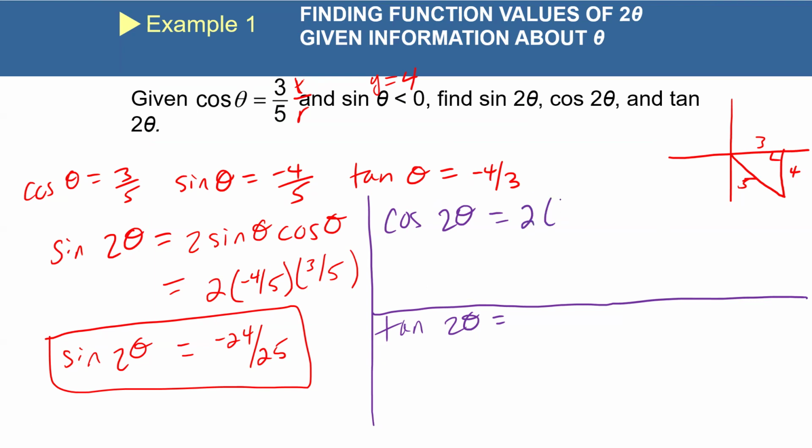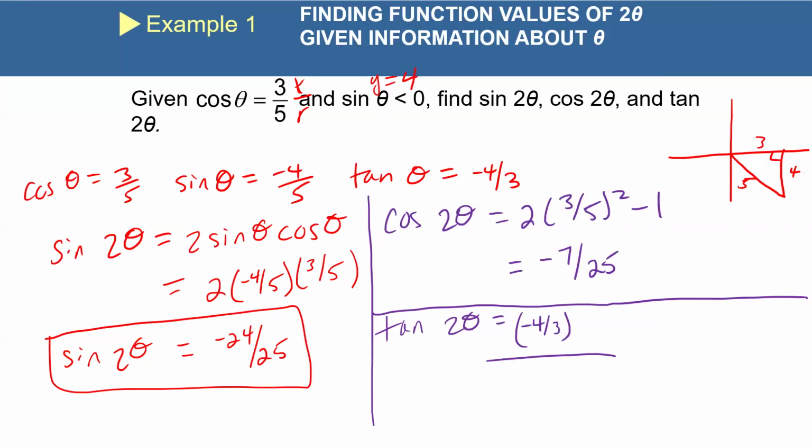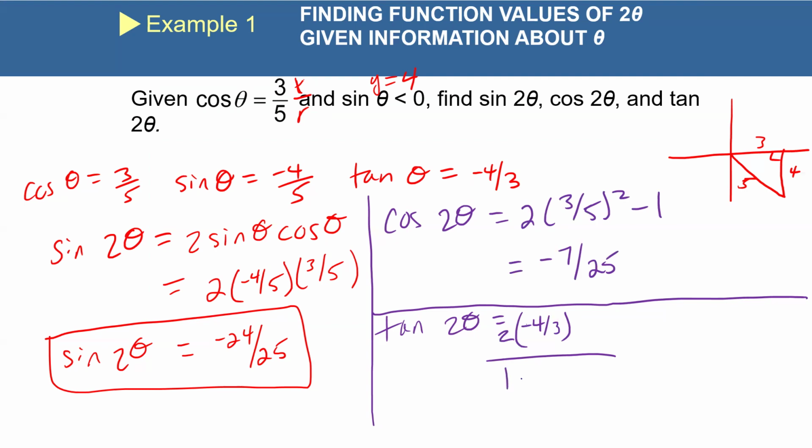So we did 2 times 3 fifths squared minus 1. We did the math and we ended up with, perfect. Okay, tangent. So tangent 2 theta, what were the values that you substituted in? So we end up with -4 over 3. So 2 times -4 over 3, and then 1 minus tan squared, right? And you have 1 minus -4 thirds squared.